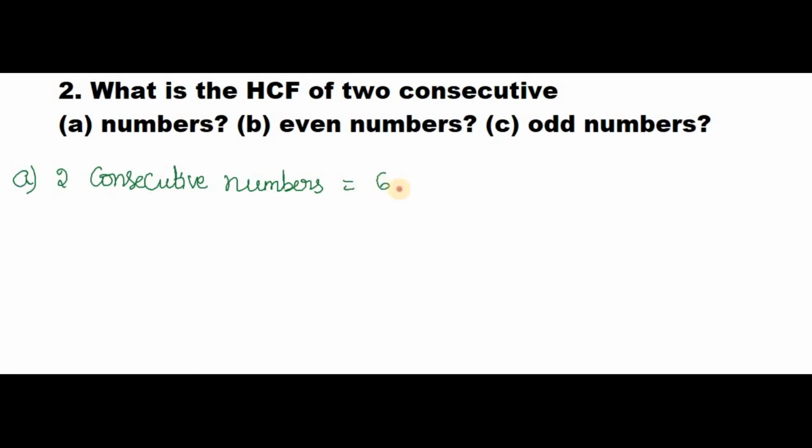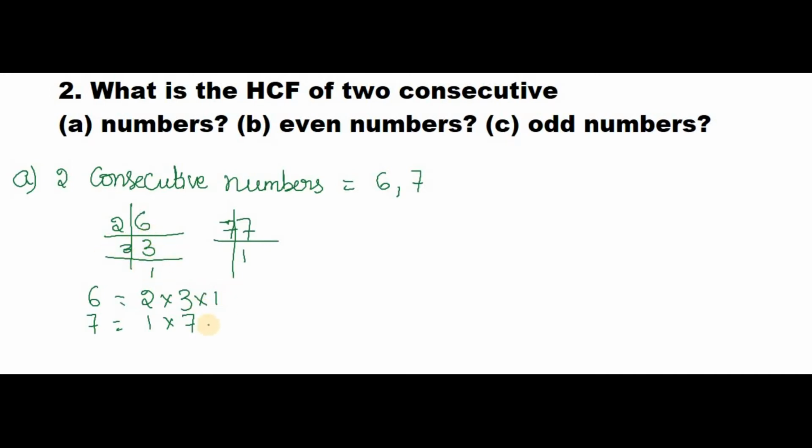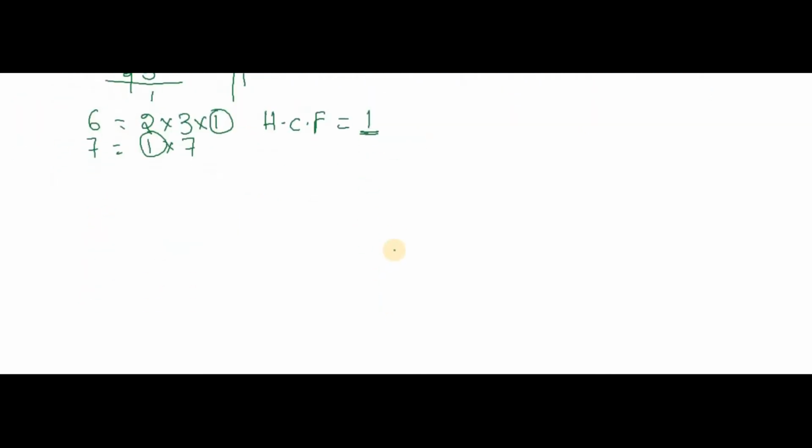I'm just going to take consecutive numbers, that is 6 and 7. If you want, you can go for any other big number. So we all know the factors of 6: 2 3s are 6, whereas 7 is a prime number, so 7 1s are 7 only. And of course you all know that 1 also will come. So what is the common factor here? HCF of two consecutive numbers is nothing but 1.